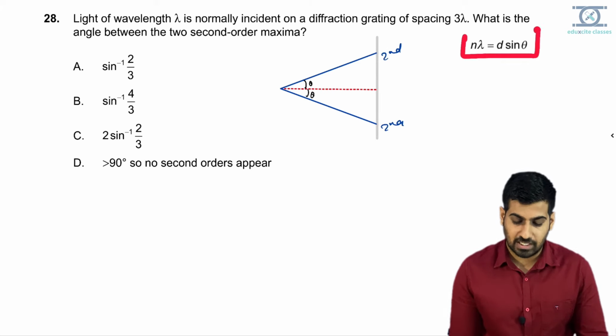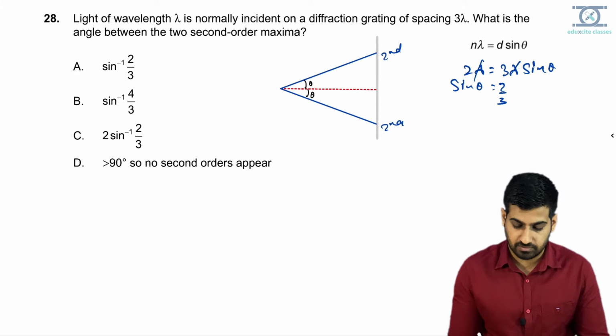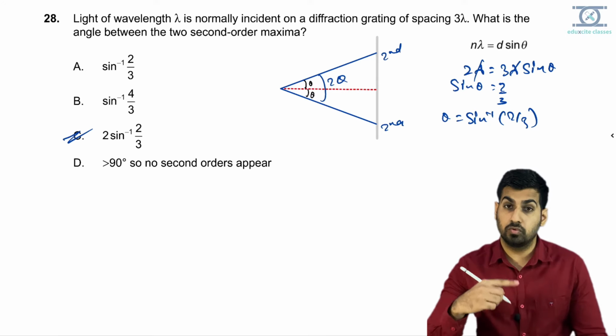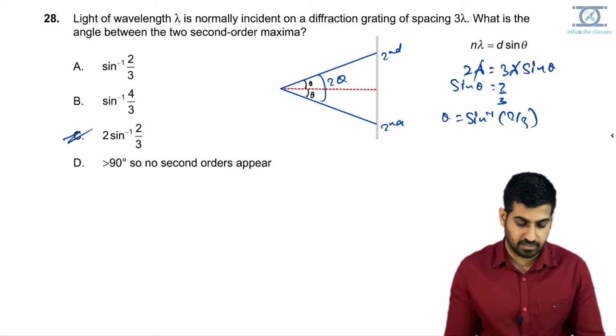So we know that n lambda equals d sine theta. It is second order, so 2 lambda equals, the spacing is given as 3 lambda, sine theta. Using this we get sine theta as 2 by 3, or you can say theta equals sine inverse 2 by 3. So the total angle is 2 theta. So 2 theta will be 2 times sine inverse 2 by 3. So option C is the right answer.